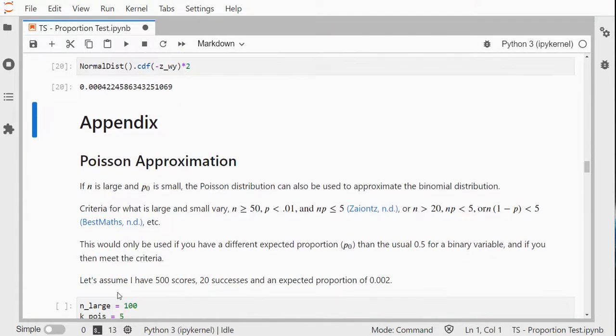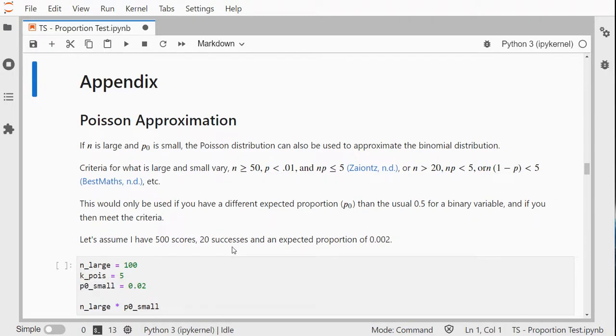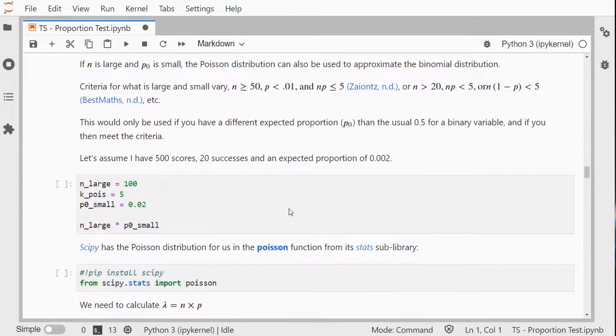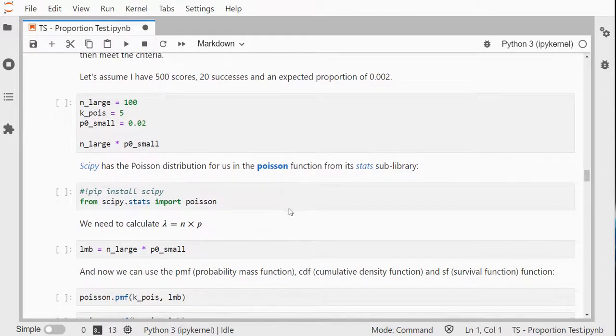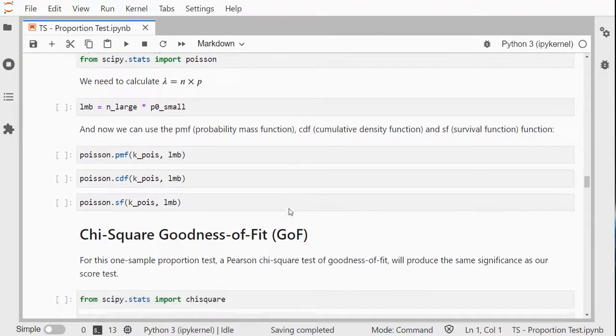There is also a Poisson approximation to the binomial distribution, but I don't think that's so relevant if you're doing a test to see if two proportions are the same, because then usually your p-value is set at 0.05, and for the Poisson approximation it needs to be very small. I do put it in my Jupyter notebook, for which I will leave a link in the description below.